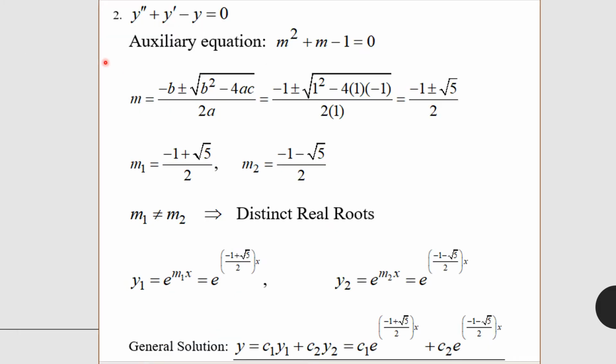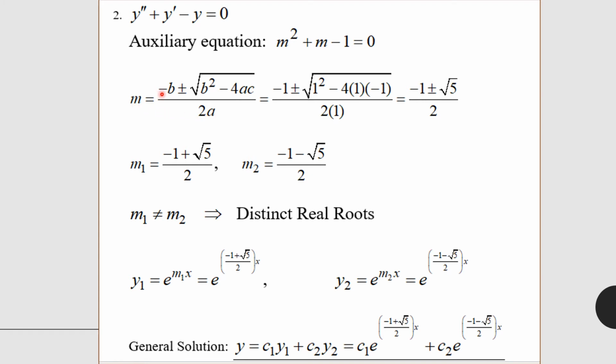Second question, y double prime plus y prime minus y equal to 0. Okay, let us form the auxiliary equation. It will be m squared plus m minus 1 equal to 0. This equation is of second degree. Now I cannot use a factorization technique here because this equation cannot be factorized. So I'll use the quadratic formula instead.